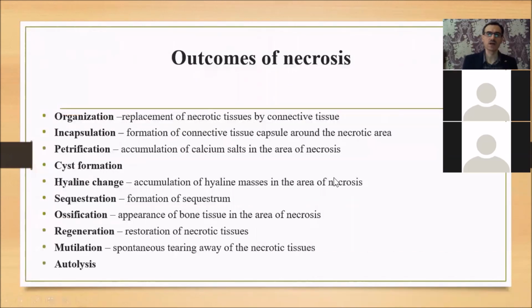Let me discuss the outcomes of the necrosis. First, the organization. What does organization mean? The replacement of the necrotic tissue by connective tissue. For example, in the myocardium. In the next semester, we'll discuss the ischemic heart diseases. One of them, acute ischemic heart disease, is myocardial infarction.